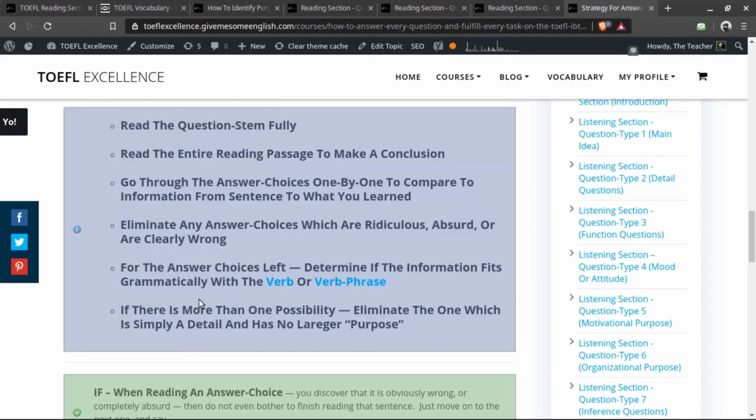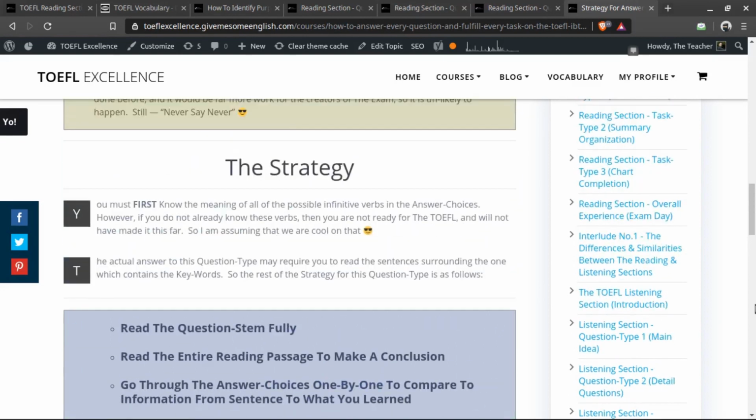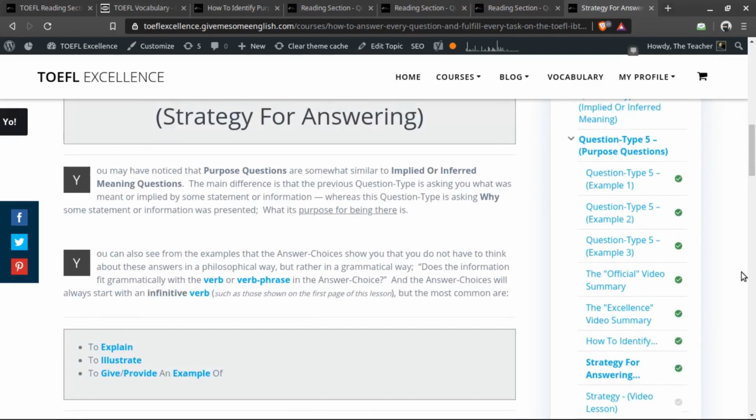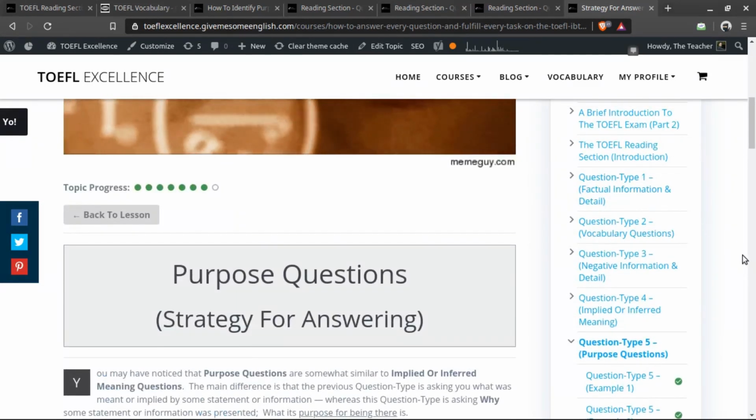So if there is more than one possibility, you have to eliminate the one which is simply just an irrelevant detail. It doesn't have any larger purpose, because then there would not necessarily be any larger reason for why the information was stated. Because a lot of these questions, there is some larger purpose behind why they're asking that question. They're not just going to ask you random detail questions, because that is with the factual information and detail questions.